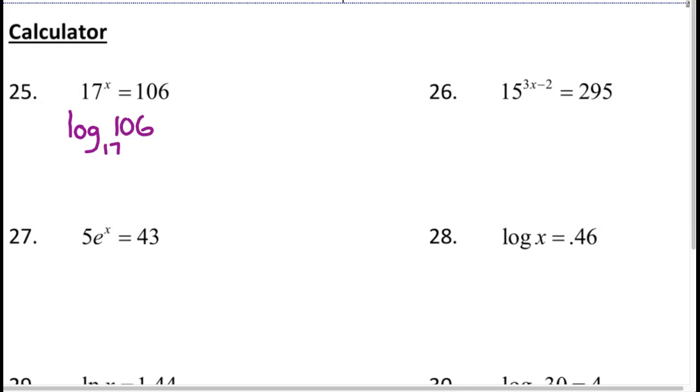Now if you have a fancy calculator, you can just plug that right in there. If you don't have a fancy TI-Nspire, then you're going to have to use the change of base formula, which would be log of 106 divided by the log of 17. Don't forget to have log on top and log on bottom. That's what students forget a lot of the time, and then they end up getting the wrong answer. So that's going to be log of 106 base 17, which by my calculation is 1.65.